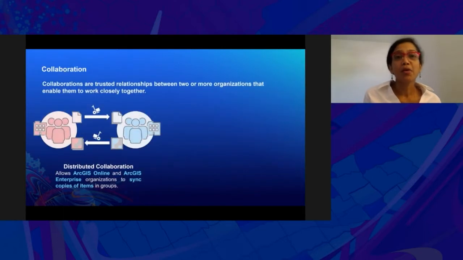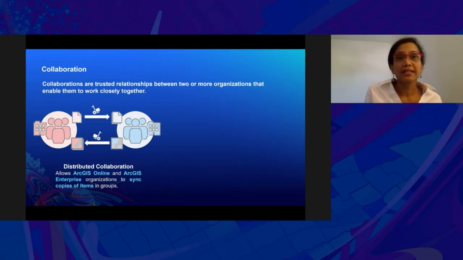All right. Now, what is this collaboration? Collaborations are trusted relationships between organizations that let them work even more closely together. We already have something called the distributed collaboration. These are collaborations that are available between one ArcGIS Online organization and multiple ArcGIS Enterprise organizations. The way this helps you work better together is it allows you to sync copies of items in groups.